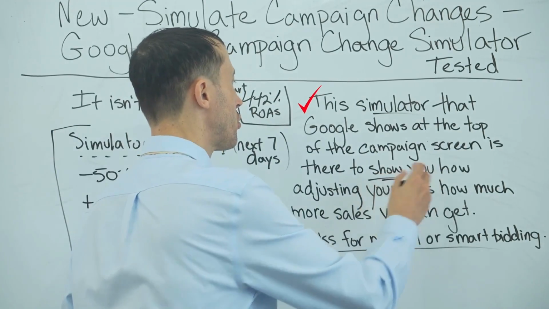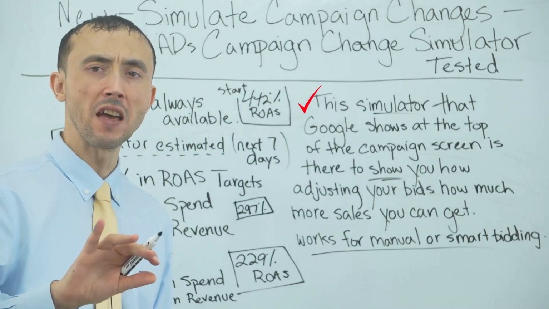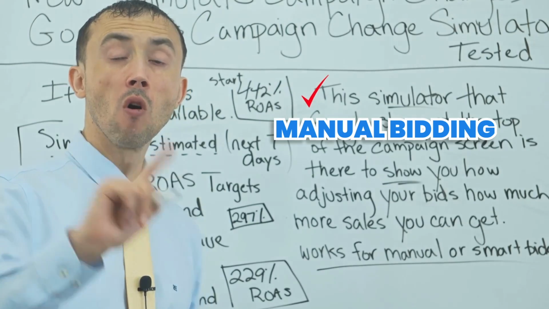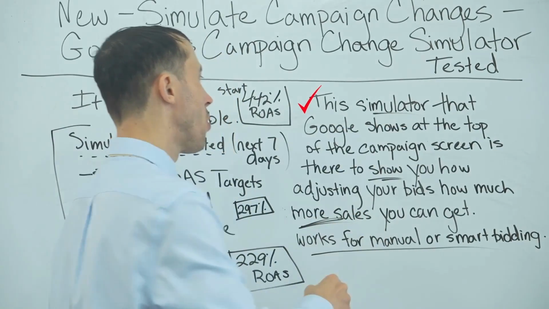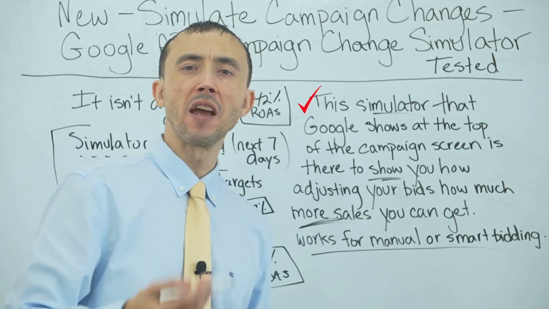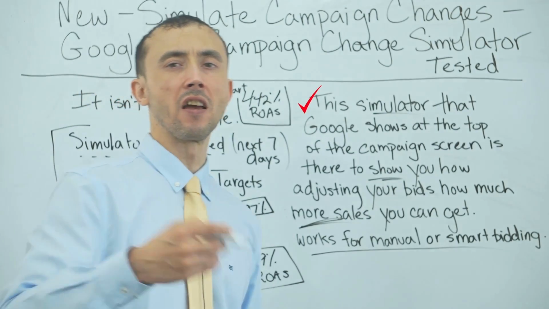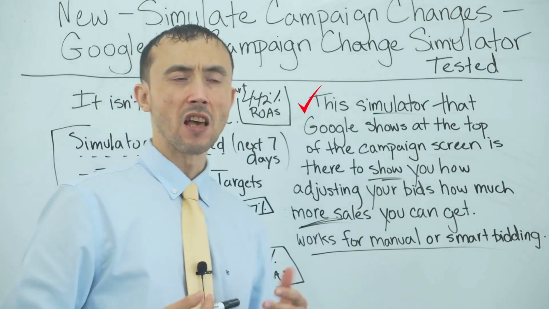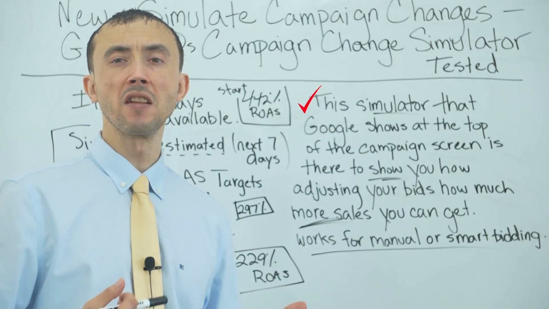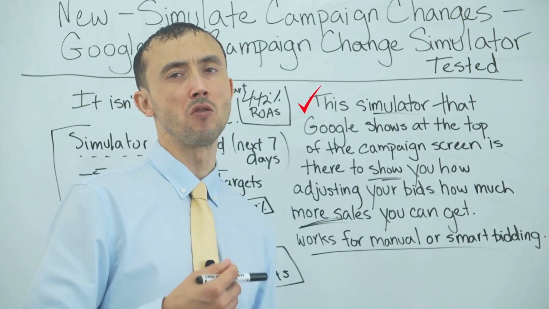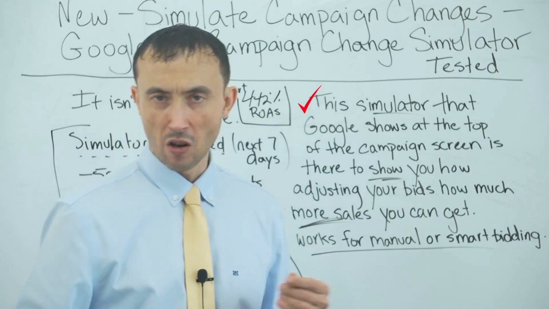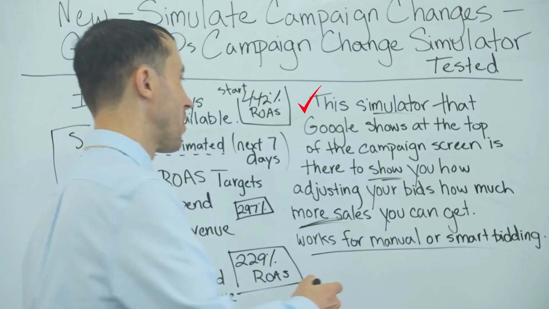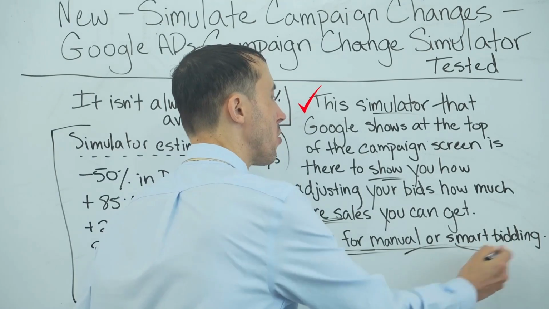It's there to show you how adjusting your bids, whether you use manual bidding or smart bidding, how much more sales you can get by raising your bids or lowering them if you were considering doing that, or more conversions itself, or more clicks. If you're using manual bids, it'll tell you how many more clicks you can get, and then you can obviously do the math on your conversion rates. If they stay the same, more clicks, how much more sales they can get you. This does work for both manual or smart bidding.